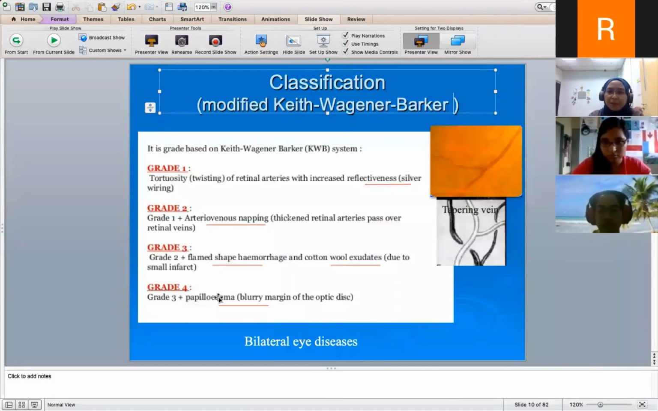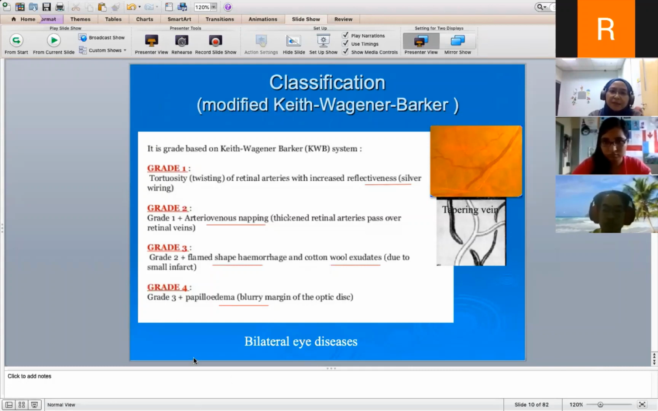Now remember, with hypertension, the changes should be bilateral. It cannot be one eye only. And it's not sectoral. If there are 4 branches of your artery and vein in the retina, it has to be in all 4 quadrants. If you see sectoral changes, then it's not hypertensive retinopathy. It has to be something else. So it has to be bilateral, it has to be generalized. Now, let's go for the next one.